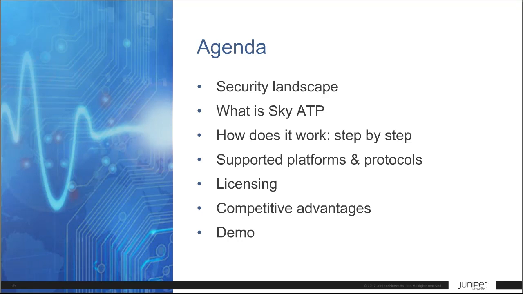Then I'm going to cover licensing as well. So which are the license models for SkyTP? We will see that there are 3 different licensing types, and which features or which services each of these licenses can offer. Then we're going to move on to see some of the competitive advantage of SkyTP. So basically, how does Juniper position in the market? So which are our differentiators in terms of anti-malware solution, as in our case, SkyTP.